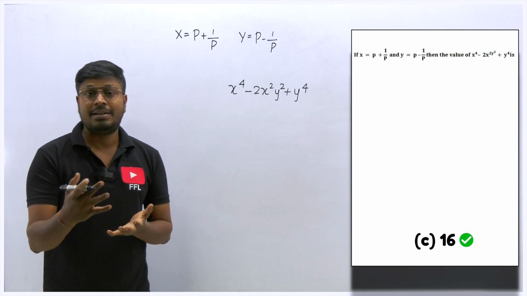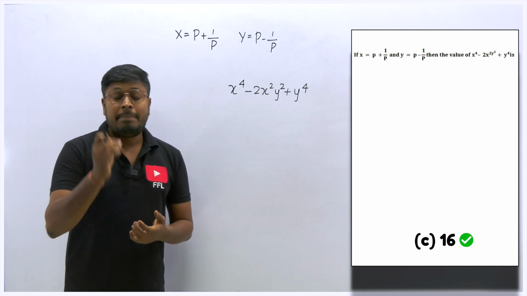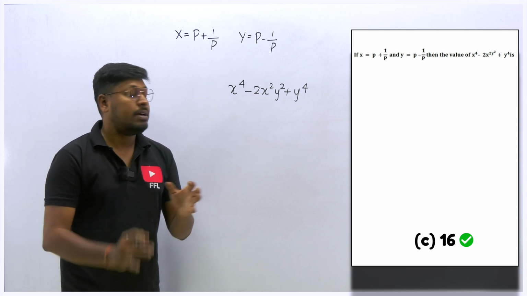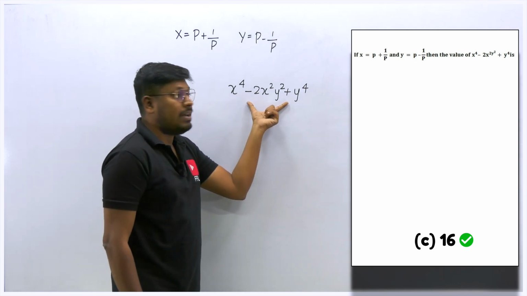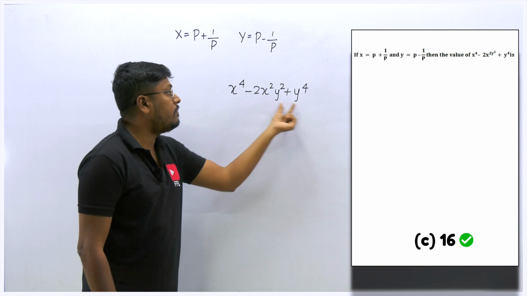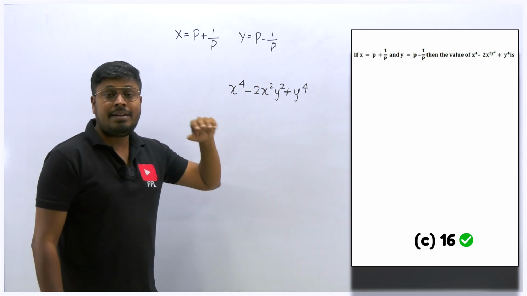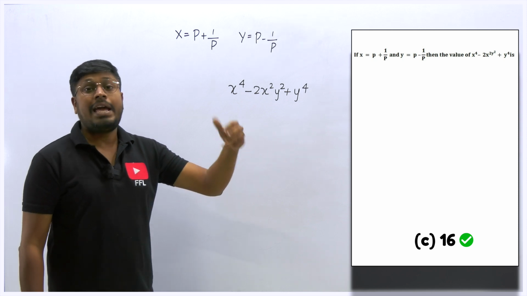But I too didn't learn what is a plus b the whole power 4. But always remember one important thing in the algebra topic. Wherever you see these kinds of equations like x power 4, y power 4, it has been derived from some of the formulas, right? Either it can be a plus b the whole square or a minus b the whole square.